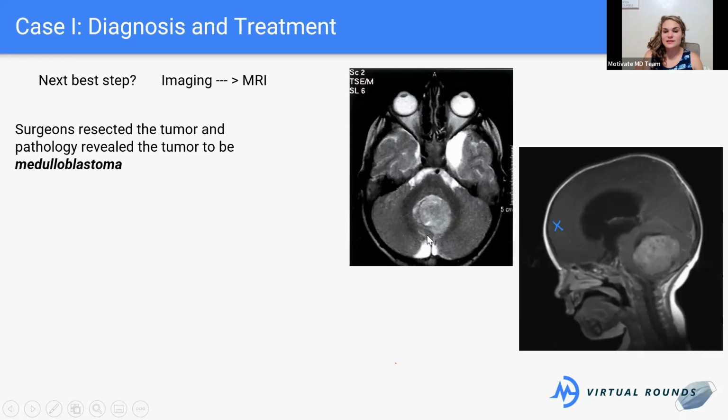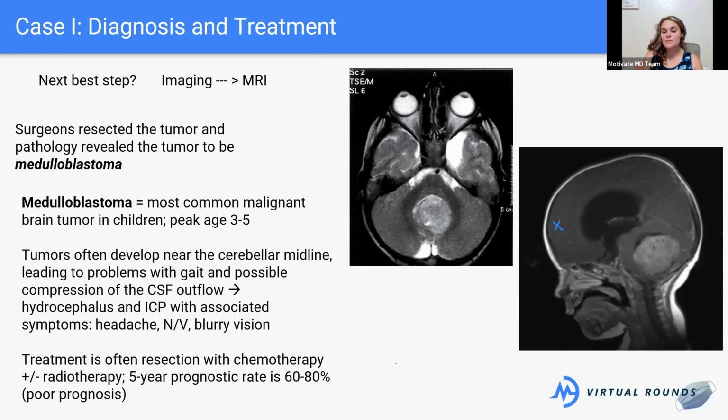Another picture here where you can see the tumor more in the middle of the cerebellum. What happened in this case is the surgeons resected the tumor, and the pathology revealed it to be something called medulloblastoma. Medulloblastoma is the most common malignant brain tumor in children. The peak age is around 3 to 5. And like we said, the tumors often develop near the midline of the cerebellum. That goes along with all of the symptoms that we saw in this patient. The ataxia, they can obstruct CSF outflow, and that can cause the hydrocephalus, the increased intracranial pressure, and then nausea, vomiting, blurry vision, all of that stuff.